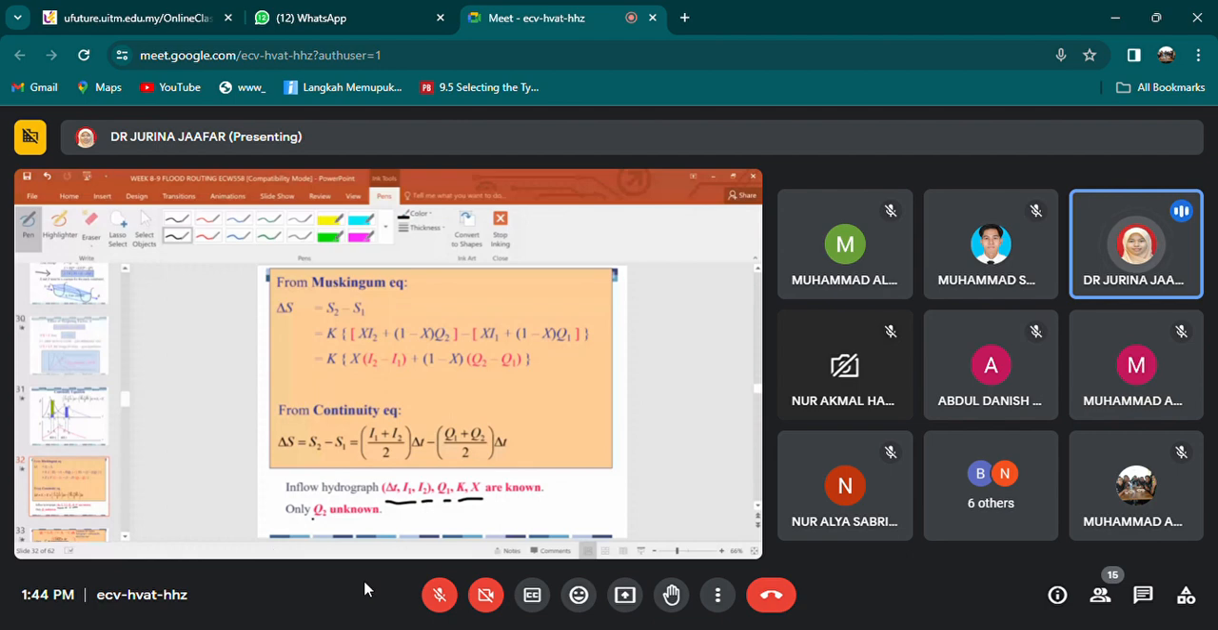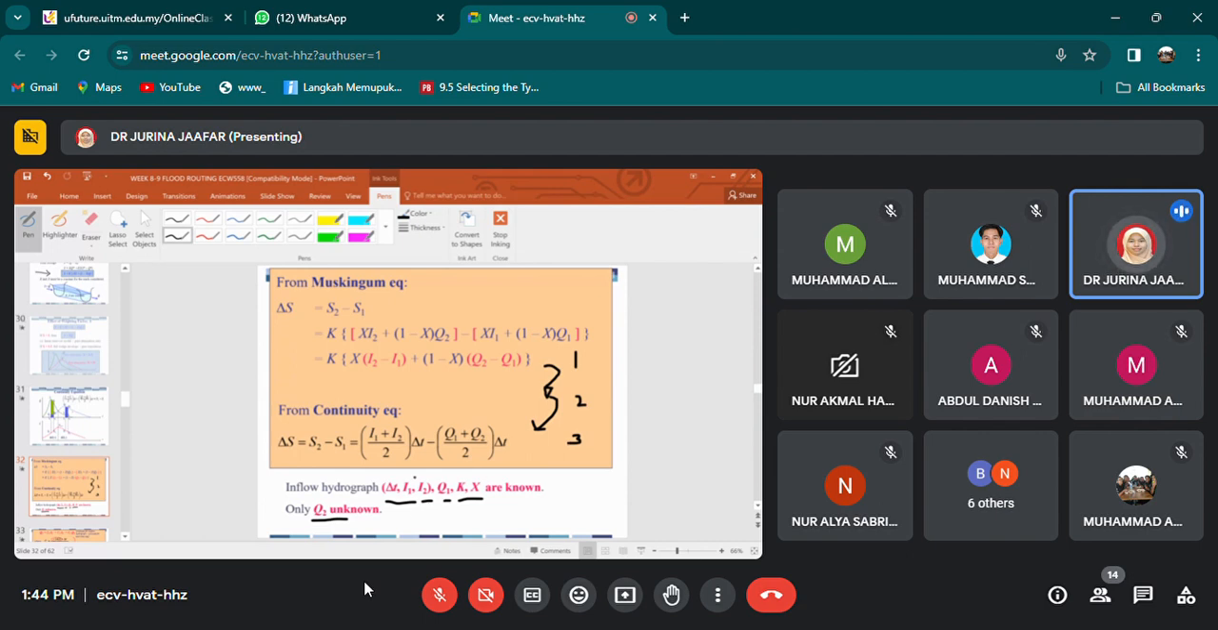Lepas tu barulah kita kira outflow. So maksudnya routing ni adalah proses routing yang kita nak do the profile daripada satu point kepada point yang kedua. So that's why we will do the routing. The routing will start dekat number 1, pergi kepada number 2, 1 pergi ke number 2, dan next pergi balik kepada next of the node, okay, dalam sungai.